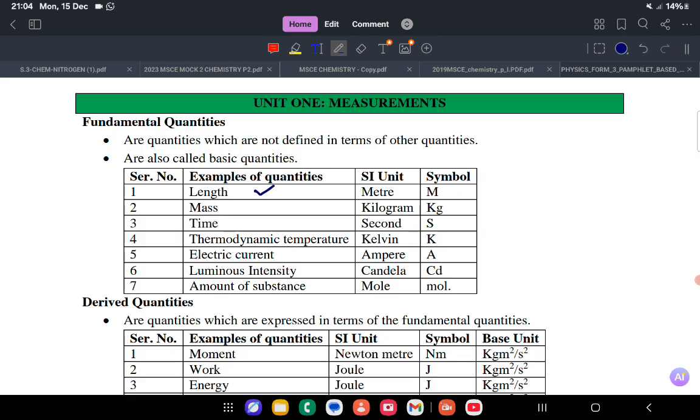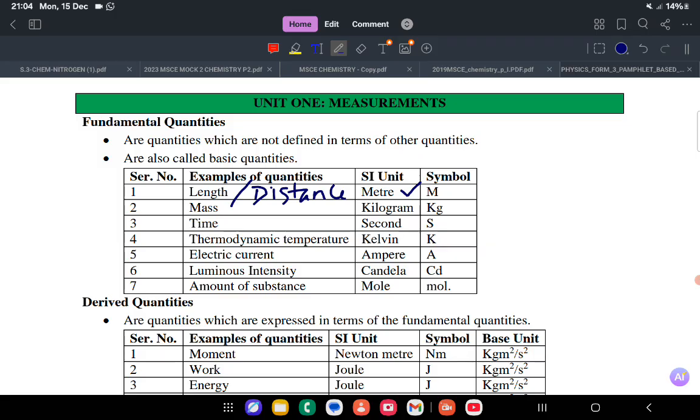Length is a basic quantity because you can measure it directly using a ruler, a tape measure, or any other appropriate instrument. Remember, length is just distance. Length is the same as distance. So distance is measured using a ruler, a measuring tape, or a vernier caliper, a micrometer screw gauge, any other instrument which is suitable depending on the size of the length.